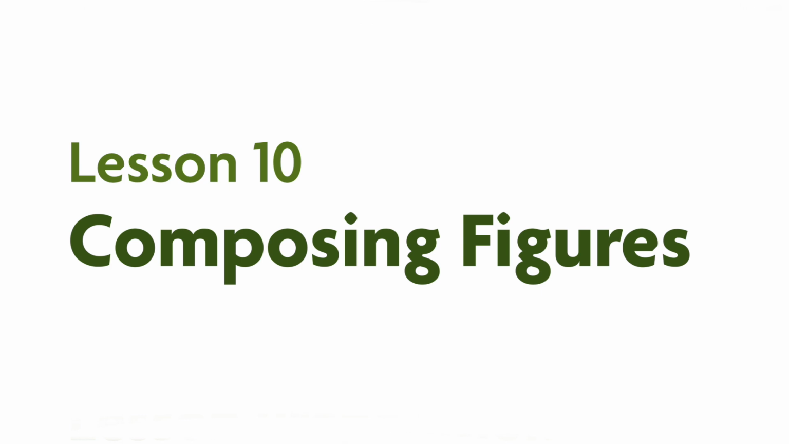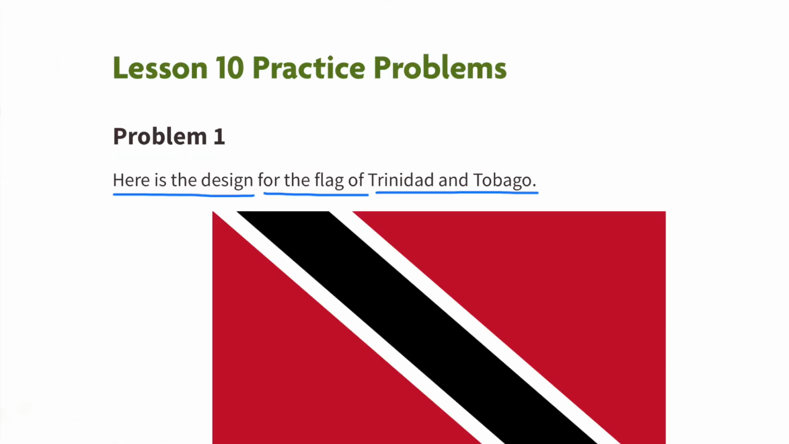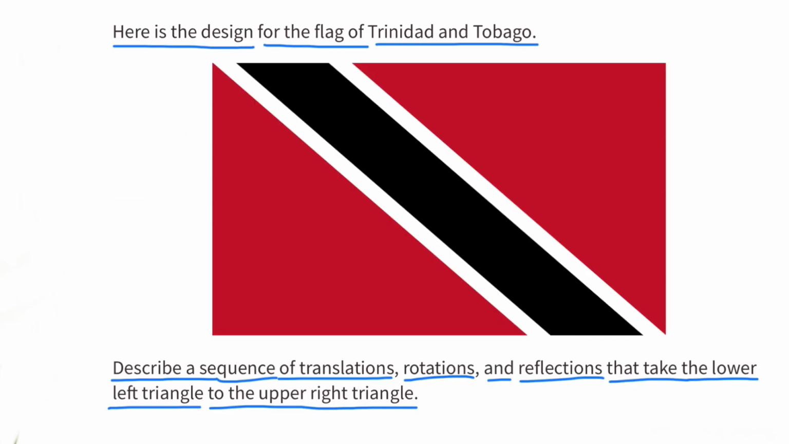8th grade, Unit 1, Lesson 10, Composing Figures. Number 1. Here is the design for the flag of Trinidad and Tobago. Describe a sequence of translations, rotations, and reflections that take the lower left triangle to the upper right triangle.